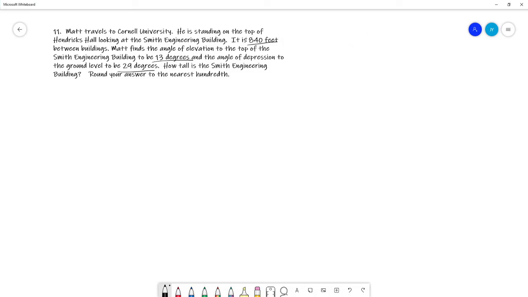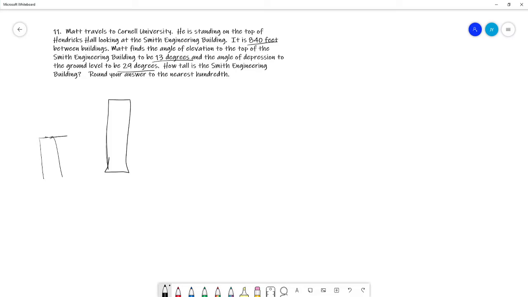So using the key information that I already underlined here, we're going to be drawing this out. He's standing at the top of Hendricks Hall, so let's draw this building out. Standing right there, that's him, just on the edge. And then he's looking at the Smith Engineering building, so let's also draw that out. The reason I'm portraying that it's higher here is because it also says that when he looks at the top, there's an angle of elevation of 13. So that states that the other building is taller than this current one.